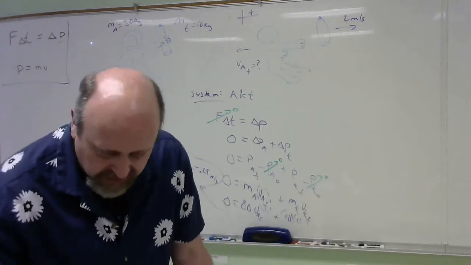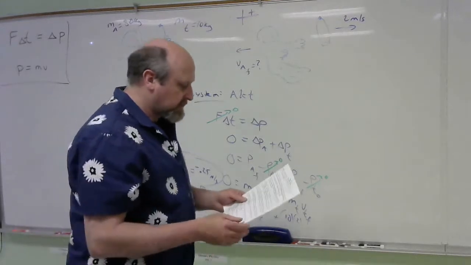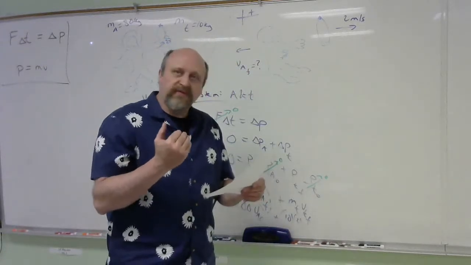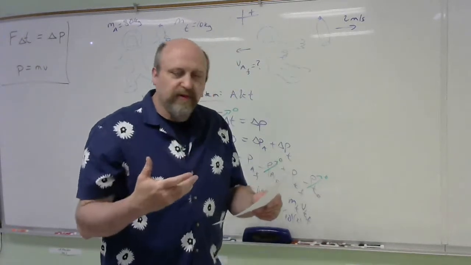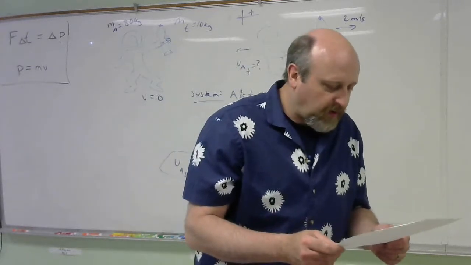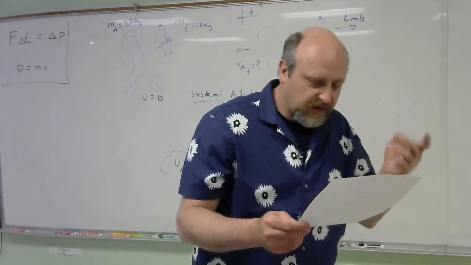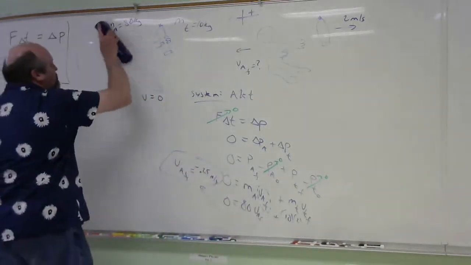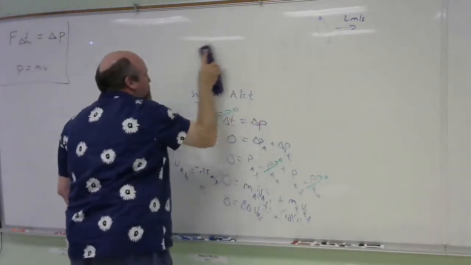We'll see. Okay, problem 4 says a tennis player returns a 30 meter per second serve straight back at 25 meters per second after making contact with the ball for a half a second. If the ball has a mass of a fifth of a kilogram, 0.2 kilograms, what's the change in momentum of the ball? So here we go. What does that picture look like?